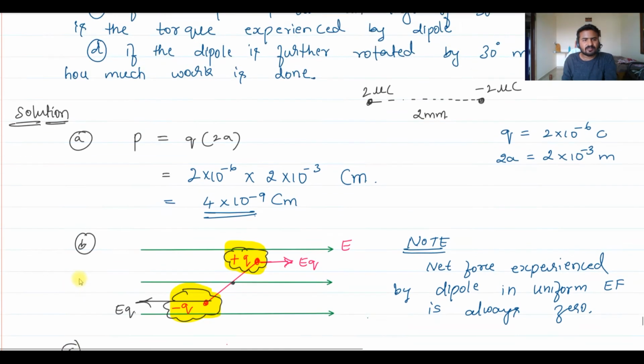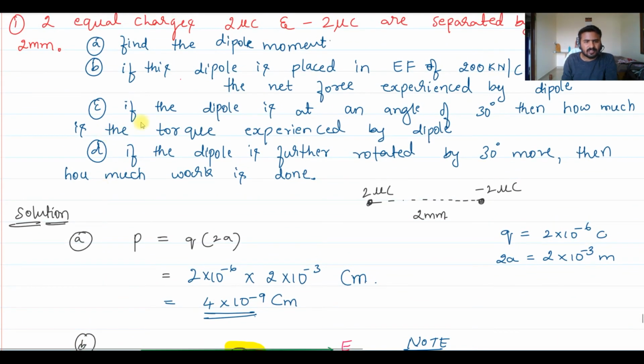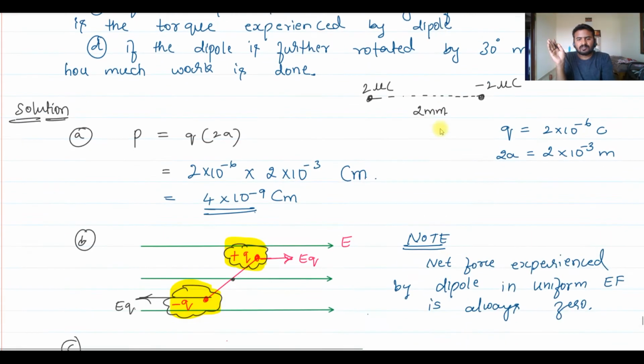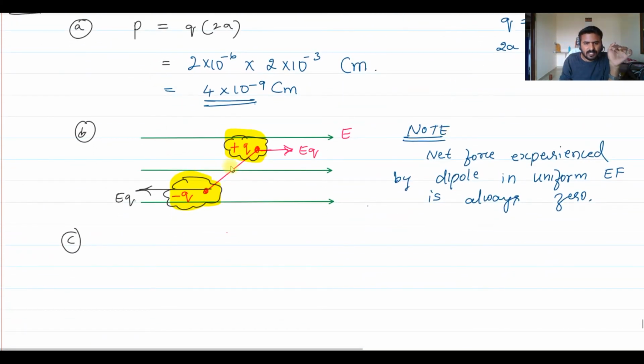The third sub-question says that if the dipole is at an angle of 30 degrees, then how much is the torque experienced by the dipole? Suppose in the same diagram, let's say this angle is 30 degrees. Okay? Let's say this angle is 30 degrees. Then how much is the torque?